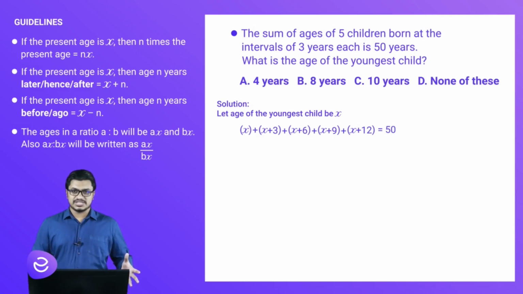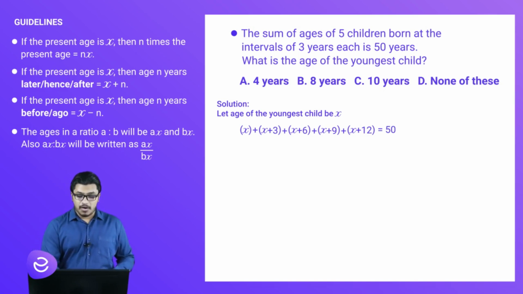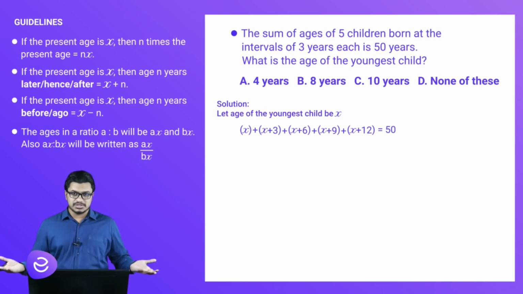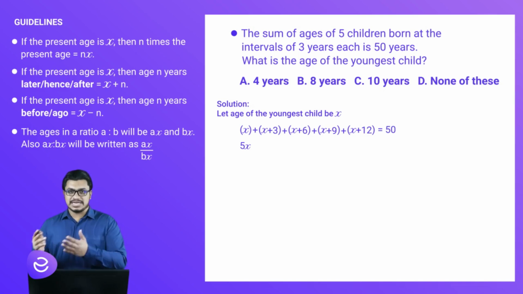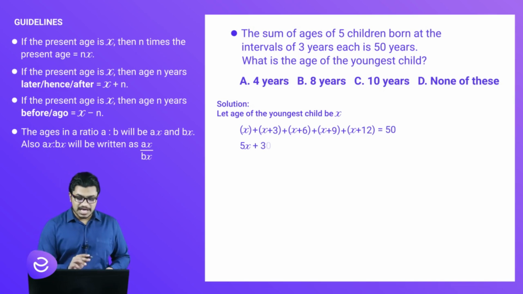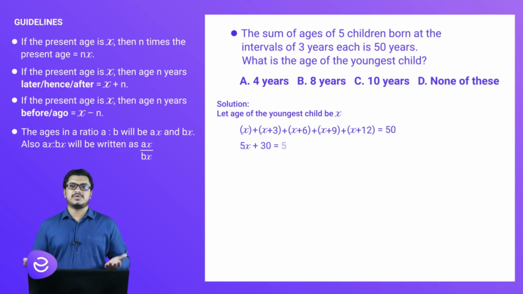Now we have an equation here. We have x plus x plus x plus x plus x, 5 x's, so it will come to 5x. All of these are plus signs, so we can ignore the brackets. So 5x plus, we have 3, 6, 9 and 12. 3 plus 6 is 9, 9 plus 9 is 18, 18 plus 12 is 30. So we have 5x plus 30 is equal to 50.